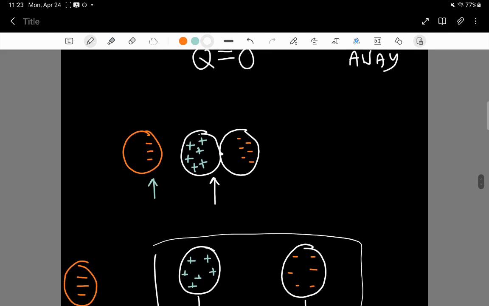It's induction because I induced a charge separation because of the proximity of a charged object, right? So inducing is kind of like a non-touch way of causing charge to move around. Okay.